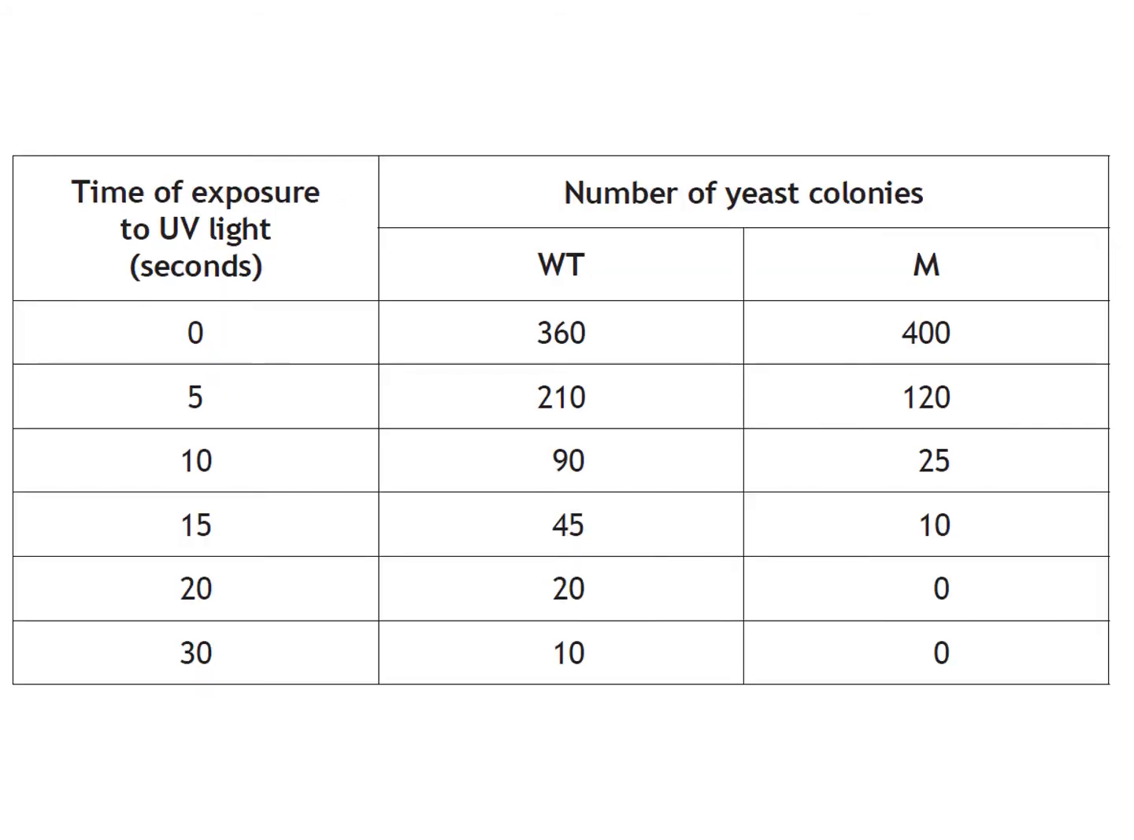Okay, so here's our data. We've got time of exposure to UV light in seconds, so that's increasing, going down here. We have our wild type colonies and our mutant colonies, and then we have the number of each that survived at each of the doses.